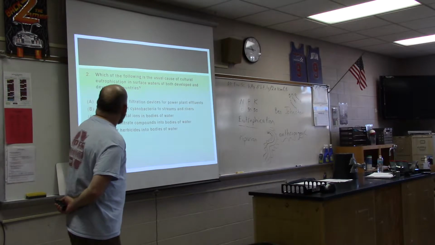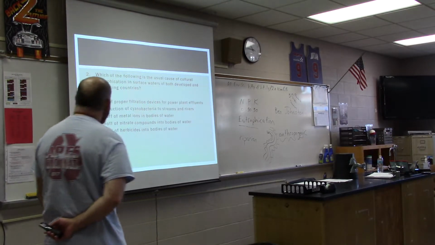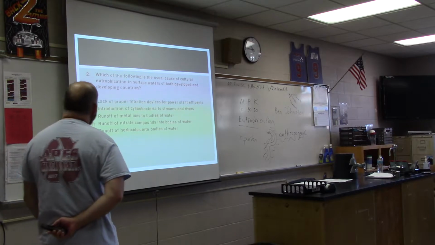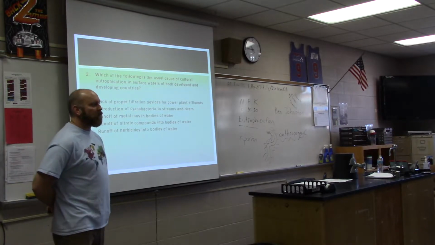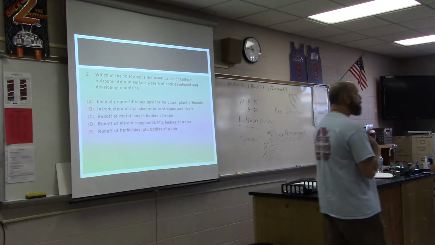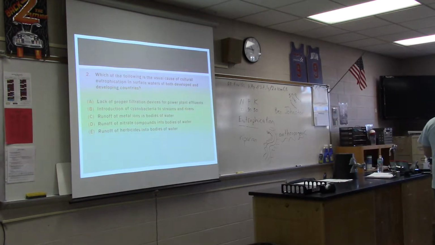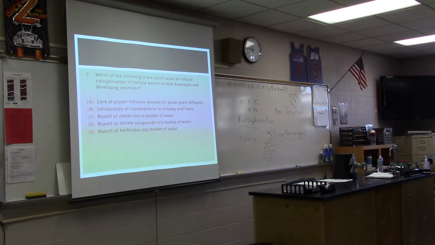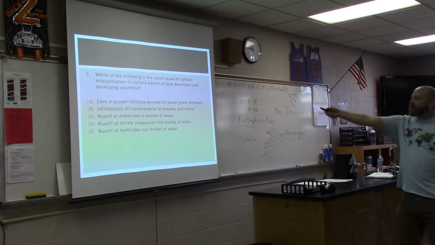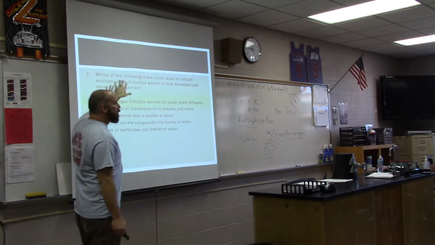Eutrophication. Which of the following is the usual cause of cultural eutrophication in surface waters of both developed and developing countries? Well, first of all, let me say that when I'm guilty of doing this in class, when I really mean anthropogenic or cultural eutrophication, or eutrophication caused by man, I usually just say eutrophication. But eutrophication is a normally occurring thing. We have deciduous leaves that dump on the ground every fall. Well, that's organic matter, and a lot of that will end up in the river. That's normal eutrophication. So cultural is talking about caused by man, anthropogenic.